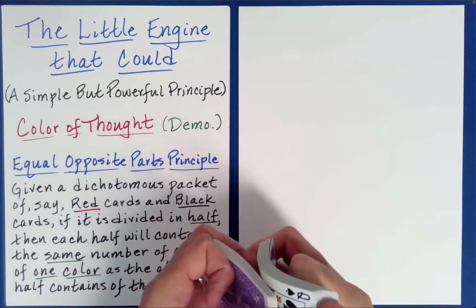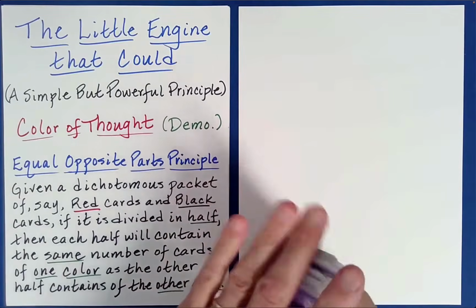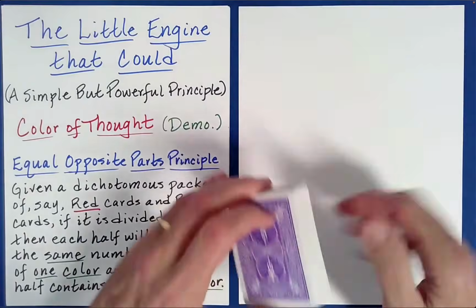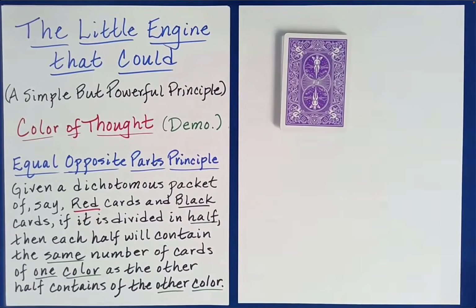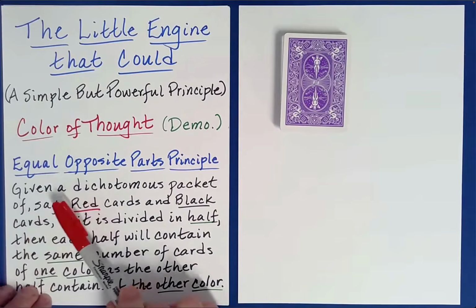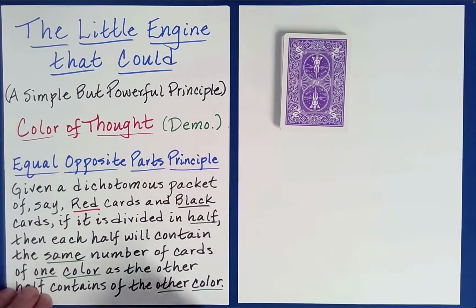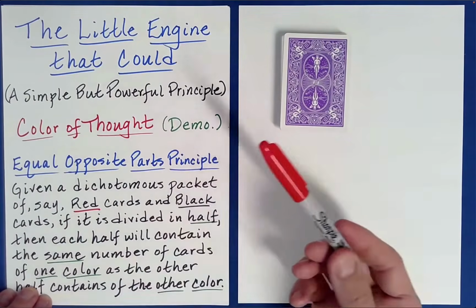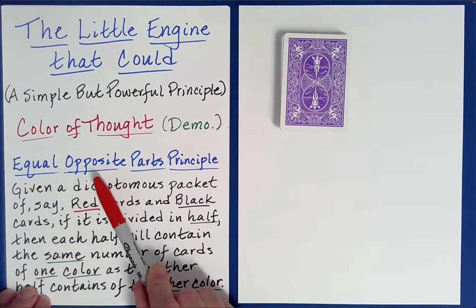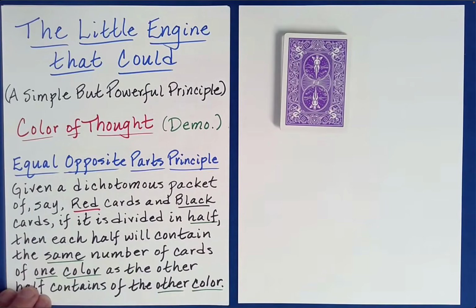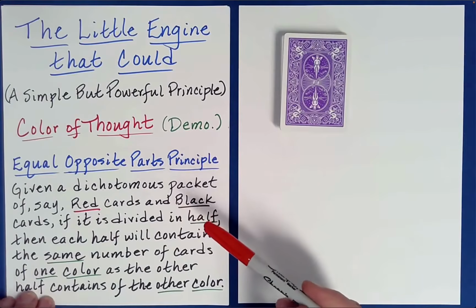So let's talk about what in the world is going on here. How were we able to do that? First, there's no name that I am aware of for this principle that I'm going to present. So I came up with a name. It seems like a reasonable name. I call it the equal opposite parts principle. And you'll see why that name is apropos here in just a second.